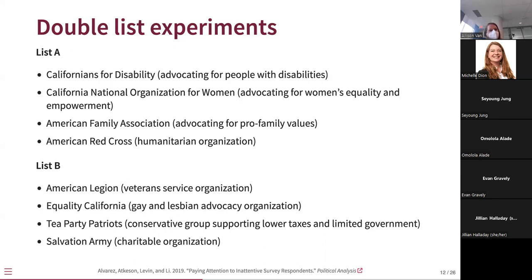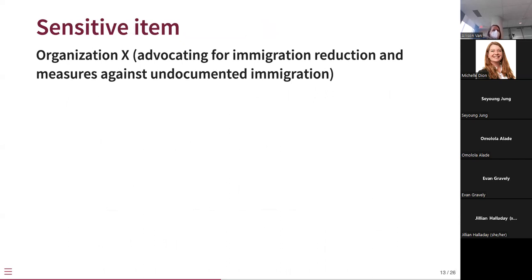And there is a mix of more left-leaning and right-leaning organizations, because the sensitive item of interest here is organization X, which is censored for ethical reasons in the actual study, but people got to see the actual name of the organization. But this is an organization that is advocating for immigration reduction and measures against undocumented immigration.